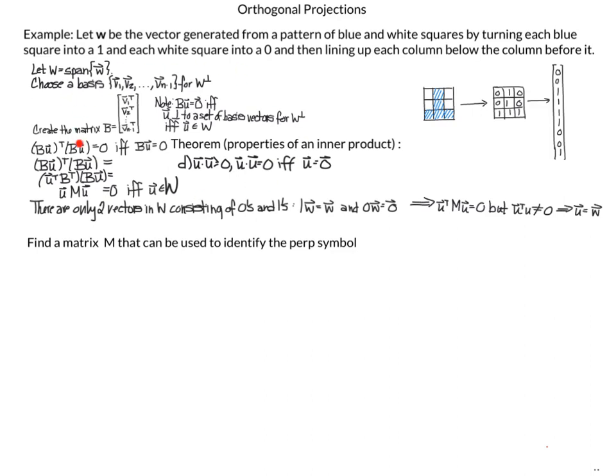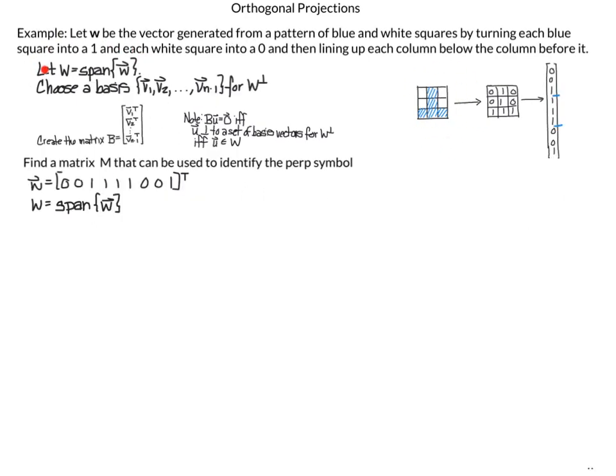So we're going to illustrate these ideas with an example now. We're going to actually find that matrix M to recognize this perp symbol here. So I'm going to start here. I'm going to let W equal the span of W. I have my vector W here, so W transpose is equal to 0, 0, 1, 0, 0, 1, then 1, 1, 1, and our 0, 0, 1, 0, 0, 1. And W is equal to the span of this vector W.